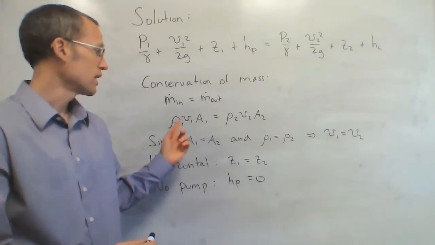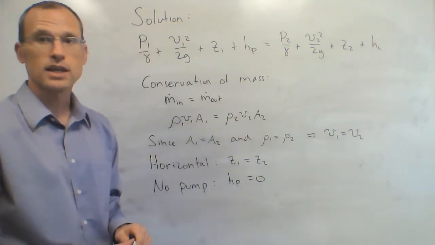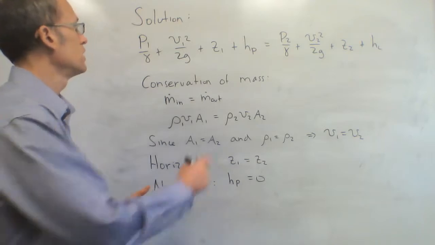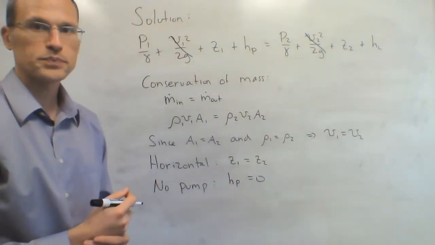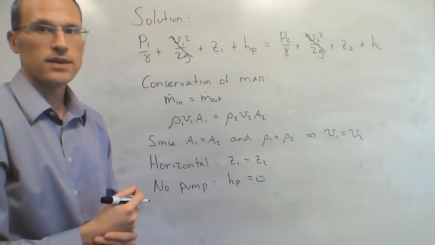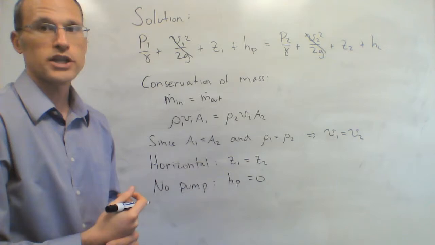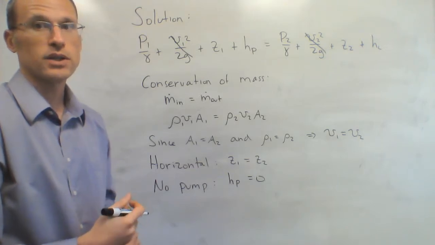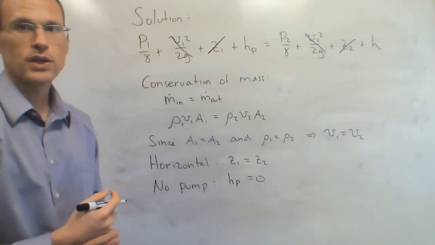So if both density and area are the same, all you're left with is velocity. Velocities need to be the same, so v1 has to equal v2. So you can cancel those out because they're equal. And then I'm given that the pipe or hose is horizontal, so no change in elevation, no change in z. Z1 equals z2, so z1 and z2 can go away.